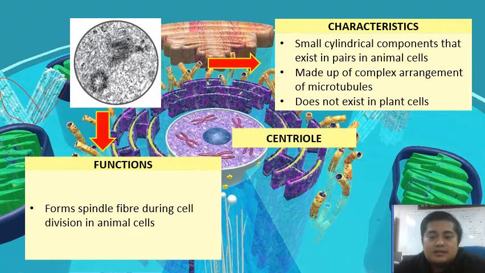So since dia tiada dalam plant cell, dan fungsi dia pula adalah untuk membentuk spindle fiber during cell division, so agak-agak kurang, macam mana plant cell hasilkan spindle fiber? Kalau tahu, nanti bagi tahu kat bawah.